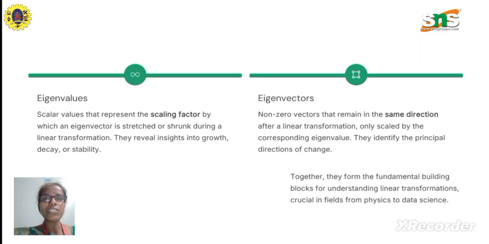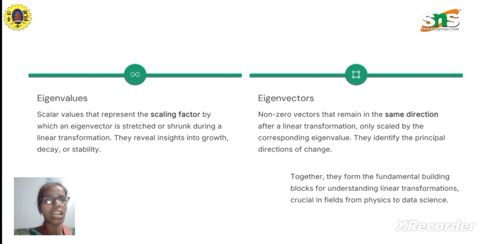So the first thing is we should know the basic terminologies and what is the meaning. So the first thing is eigenvalues. It is the scalar value which is going to represent the scaling factor by which an eigenvector is stretched or shrunk during a linear transformation, and there it is going to reveal the insights into the growth, decay or stability. And the next thing is eigenvector.